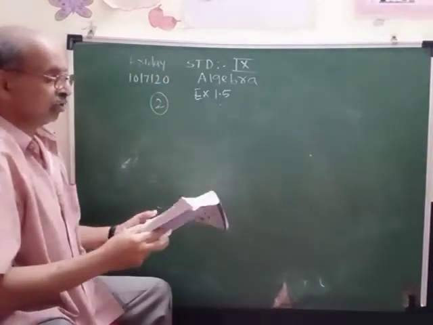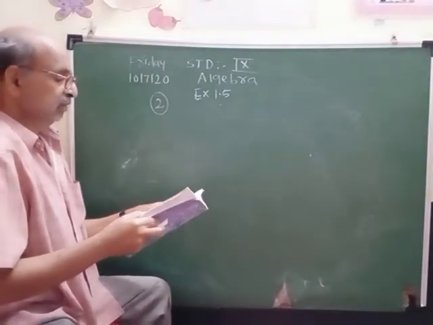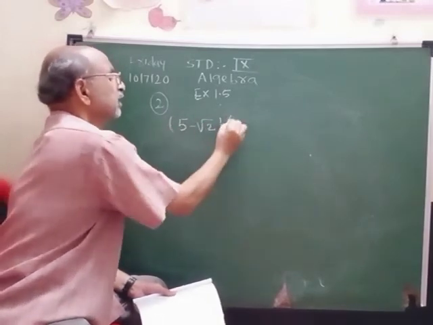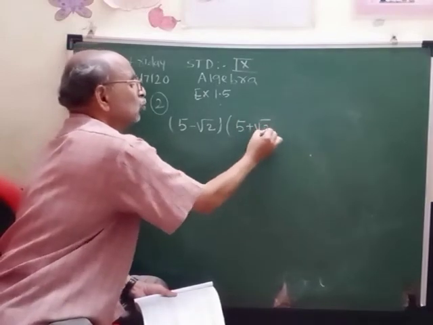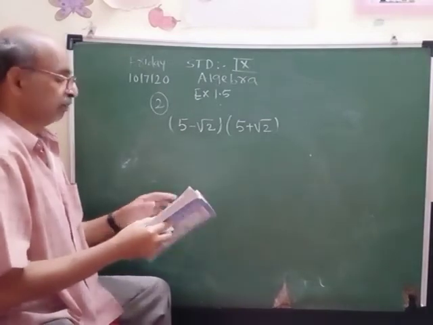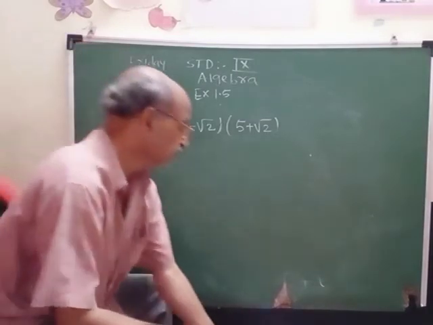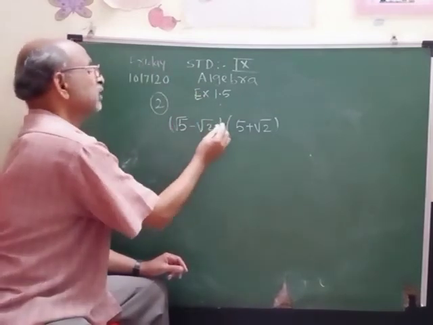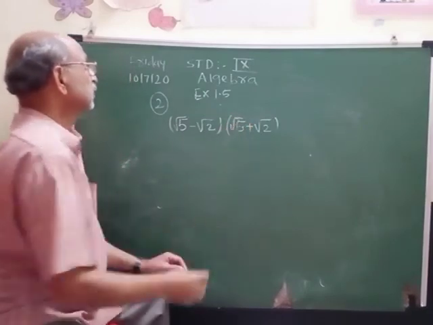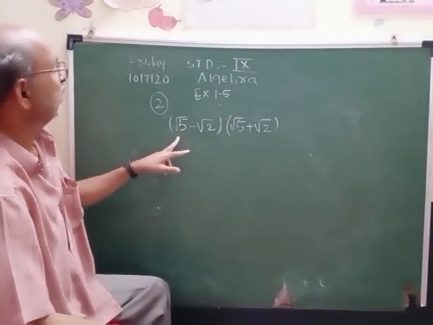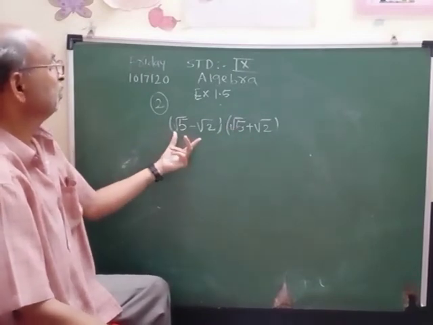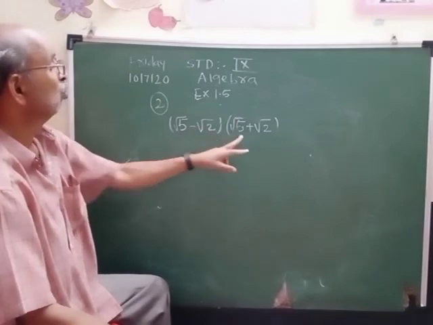That is based on this identity only. Root 5 minus root 2 in the first bracket, and in the second bracket, root 5 plus root 2. This is the next example. So now the value of a is root 5, the value of b is root 2, here the minus sign is there, here the plus sign is there. The terms in the first bracket and the terms in the second bracket are the same, only the signs are opposite.